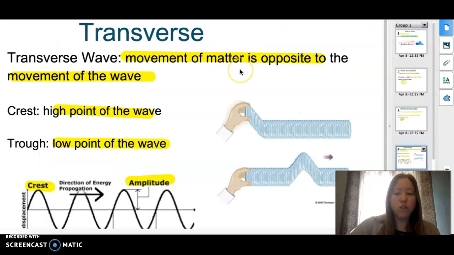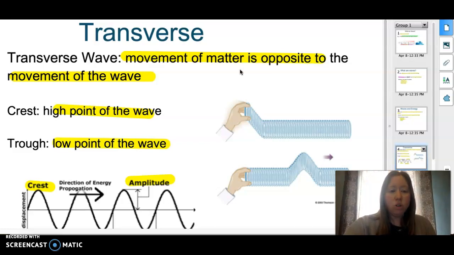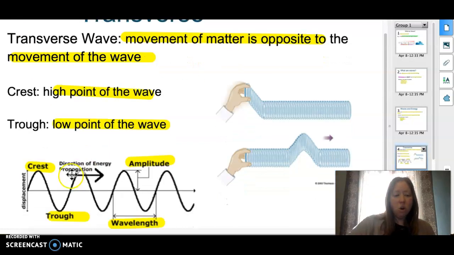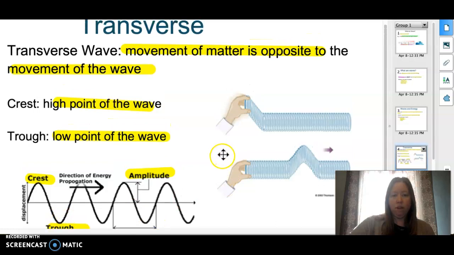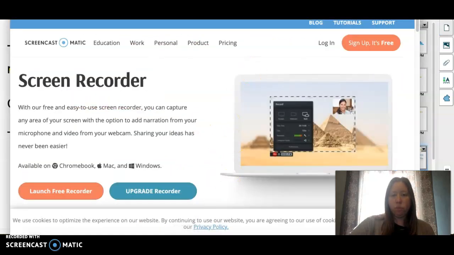All right, so in a transverse wave, we're talking about a movement that's in the opposite direction of the actual wave, and it's this up and down movement. There's something called a crest, which is the high point on the wave. So these are the crests. And there's also something called the trough, which is the bottom or lowest point of the wave.